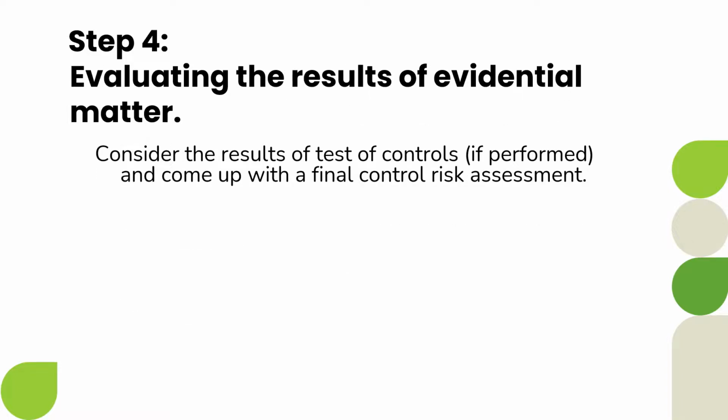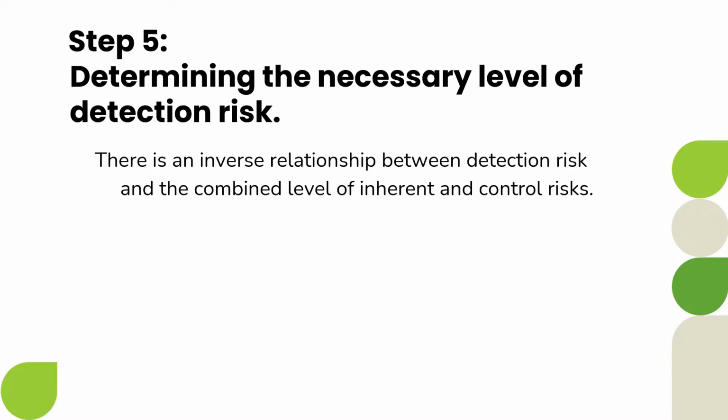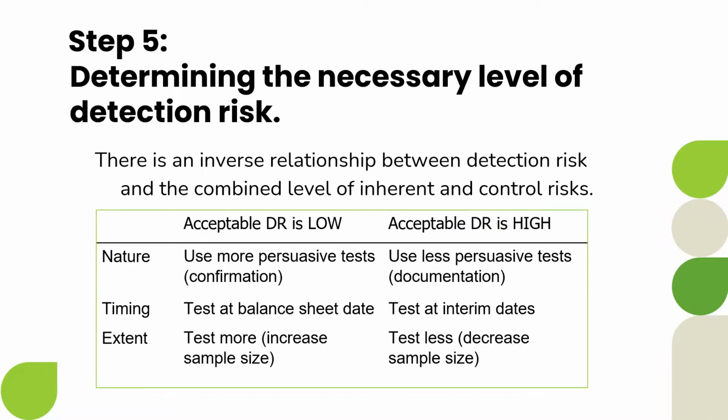Step four will, of course, be evaluating the results of evidential matter. If tests of controls are performed, you have to evaluate the results and come up with a final control risk assessment, and then determine the necessary level of detection risk. We are once again reminded of the inverse relationship between detection risk and the risk of material misstatement. We said that the acceptable level of detection risk essentially drives our decision for nature, time, and extent. So here's a summary of how that's happening.